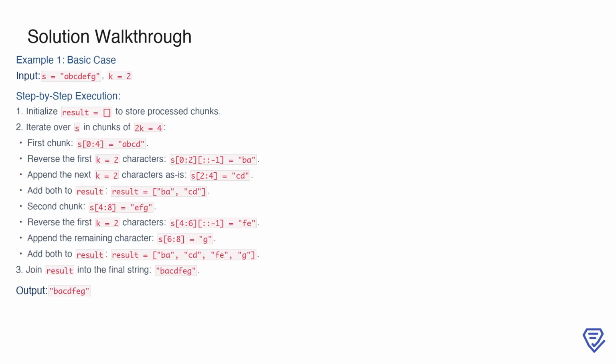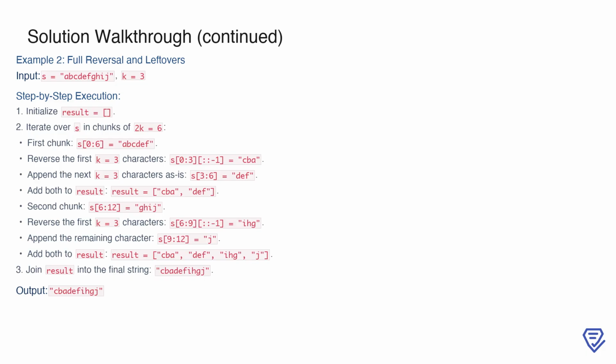Next, we process the chunk s[4:8] equals efg. Here, we reverse the first two characters ef to get fe, and since only one character g remains, we append it directly. Adding this to result gives result equals [ba, cd, fe, g]. Finally, by joining all the elements of result, we produce the output string bacdfeg.